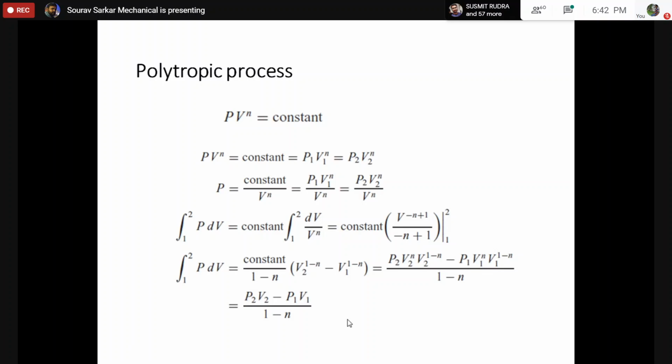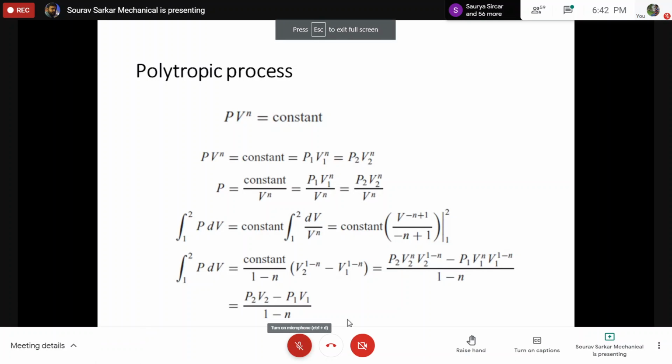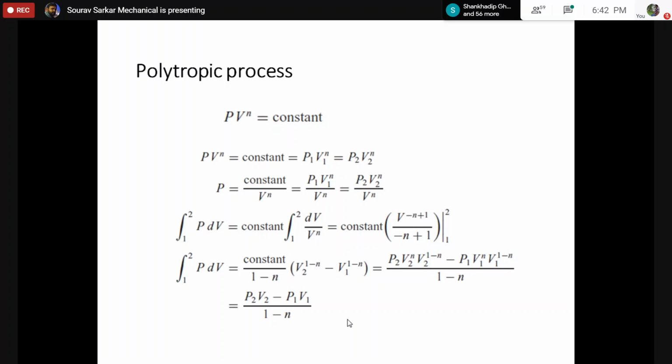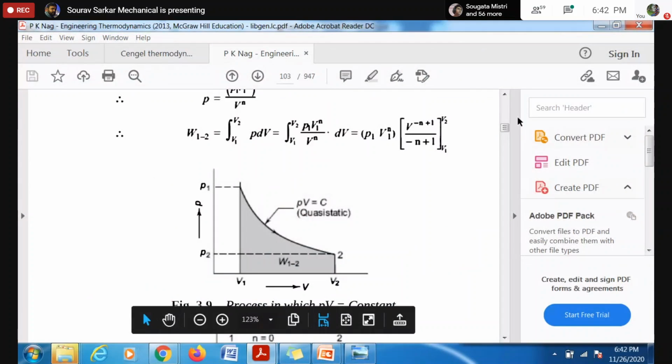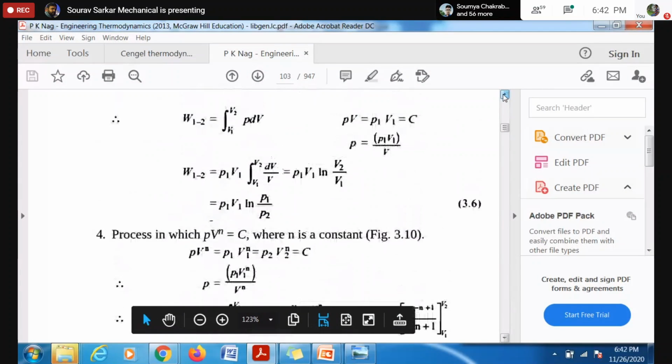If your n equal to 1, what will happen? Infinite work done. Completely wrong answer. Any other? Isothermal process. Very good. Excellent. So if your n equal to 1, then this mathematics is not valid. In that case you have to move to this expression. You already have done it. So this will be this. See, already your P dV.